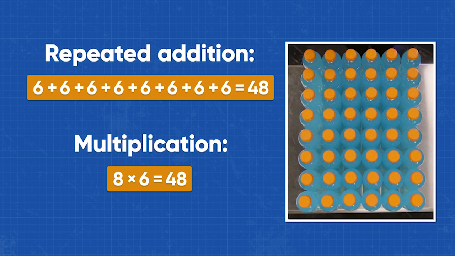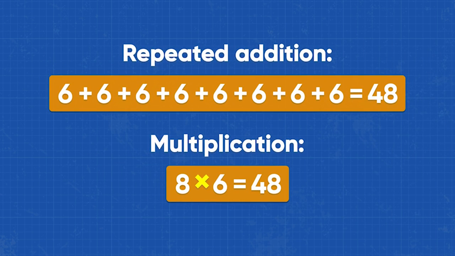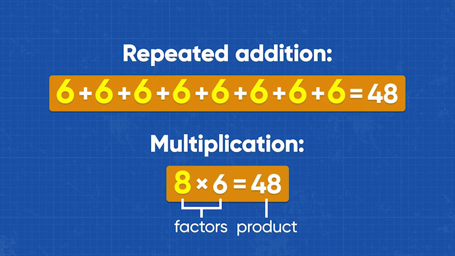That's right. We can represent multiplication with an X symbol between the numbers. And when you read it, you say the word times. So this equation would read as 8 times 6 equals 48. That's convenient. And we have names for the numbers involved. 8 and 6, the numbers you multiply together, are called factors. And the answer you get is called the product. So doing this multiplication allows us to count these bottles faster. 8 groups of 6 is 8 times 6 equals 48.